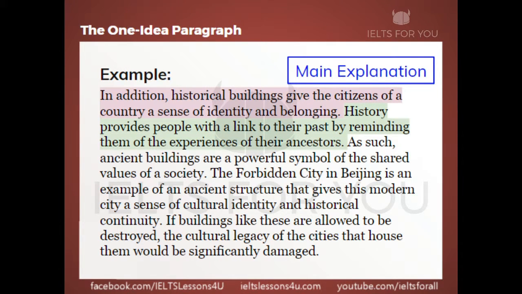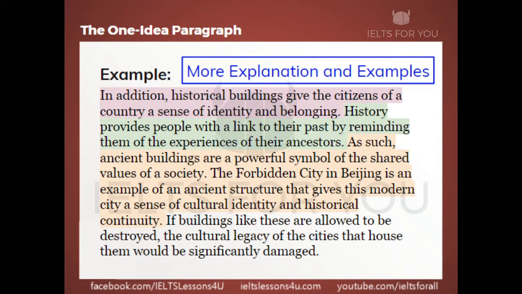Here is our main explanation. History provides people with a link to their past by reminding them of the experiences of their ancestors. Right? So we're explaining how historical buildings create a sense of identity. That link to the past, reminding them of the experiences of their ancestors. Now, we're going to spend 2 all the way up to 4 sentences explaining more about that concept, that idea. We might have some examples as well.